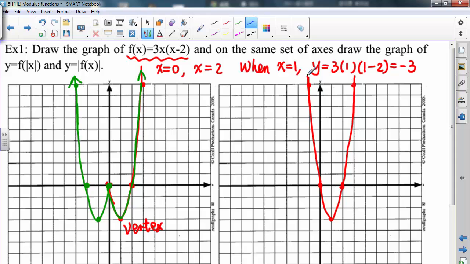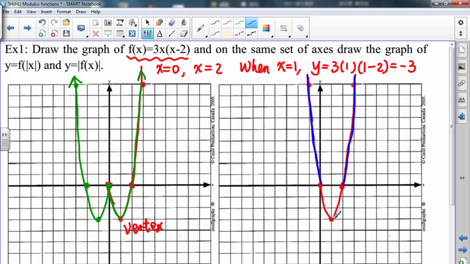So you will see these two parts are above the x-axis. That means all the y values on these two blue parts are positive, so you can keep them. Then for this part, it's below the x-axis. That means all the y coordinates on this part are negative. So if they are negative with the absolute value, they become positive.